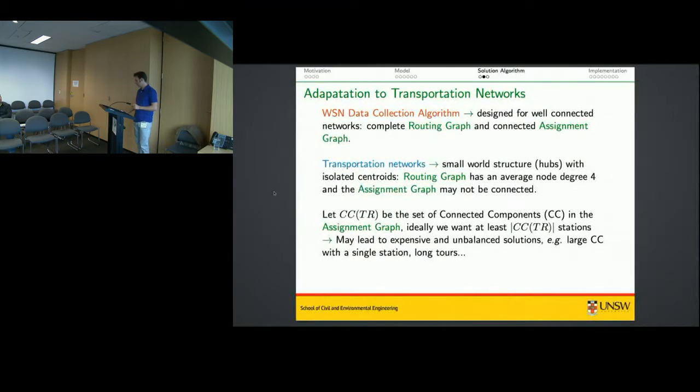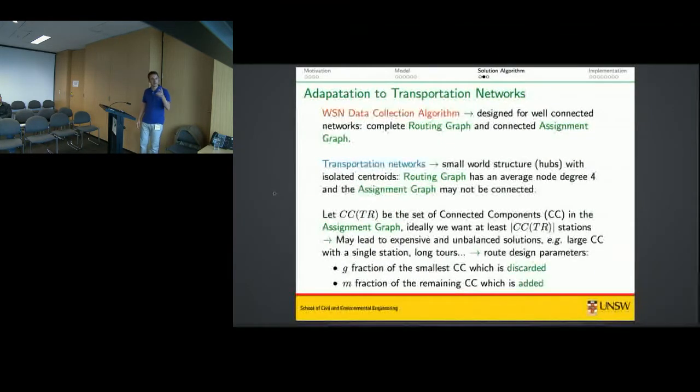To do so, we looked at many of them, but in the end, we decided to focus on two route design parameters. The first one is G. It is a fraction of the smallest connected components, which will be discarded. So we first count the connected components and discard some of them. Then, with regards to the remaining connected components, we try to increase the number of stations per connected component, so increase the density of stations. And we used M, another fraction, to add transit stations.